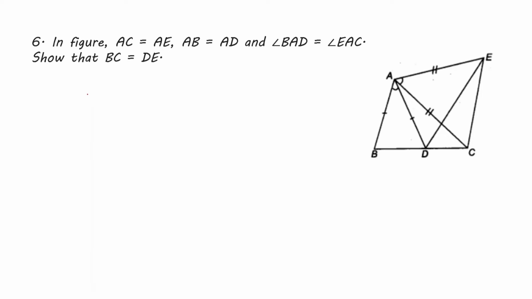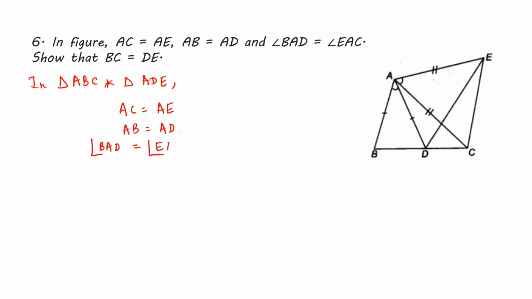Question number 6. In the figure, AC equals AE, AB equals AD, and angle BAD equals angle EAC. Show that BC equals DE. First, let's prove the congruency between triangle ABC and triangle ADE. So, in triangle ABC and triangle ADE, AC equals AE and AB equals AD, given. Also, it is given that angle BAD equals angle EAC.